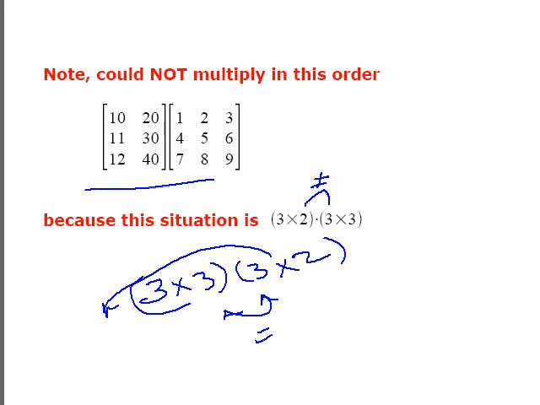You might attempt to do it that way. See what would happen? You would take this first row, 10 times 2, go against the first column, but not every entry matches. You would have a 10 times a 1, a 20 times a 4, but then what happens here?